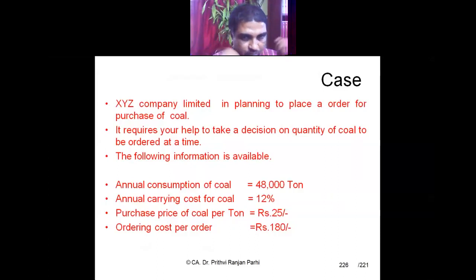Annual carrying cost is 12%. Purchase price per ton is 25 rupees. Ordering cost per order is 180 rupees. So this time I expect you should be able to solve this question. You should be able to calculate the EOQ properly and tell me the answer.